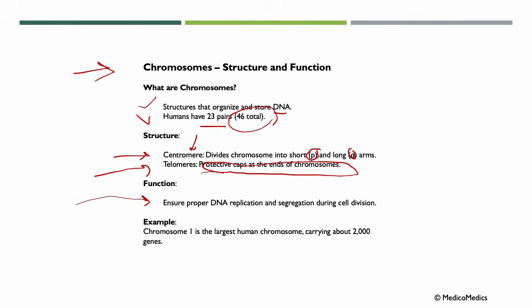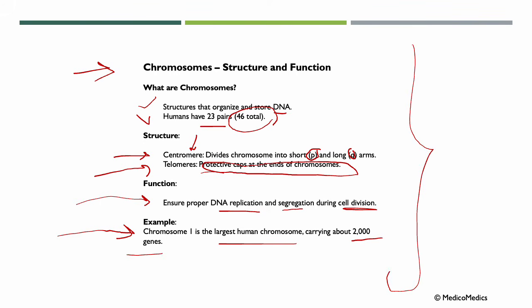What is its function? It's to ensure proper DNA replication and segregation during cell division. Example, chromosome 1 is the largest human chromosome, carrying about 2,000 genes. So chromosomes are like bookshelves that store and organize DNA, so it's easy to find during cell division.